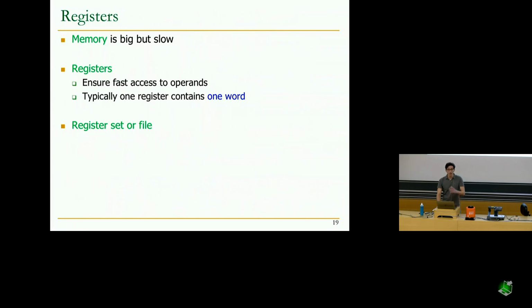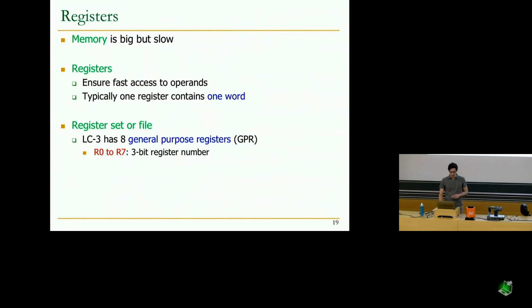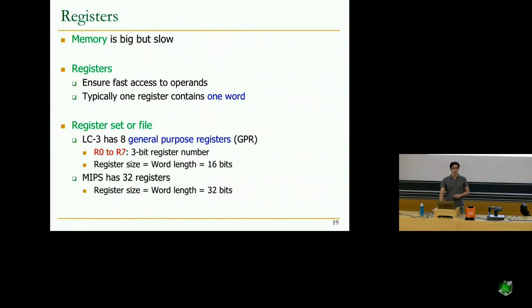The total collection of registers that the processing unit has is the register set or file. In LC3, we will see that we have 8 general purpose registers, R0 to R7, so we will have a 3-bit number to identify each of these 8 GPRs. The size is 16 bits. In MIPS, we have 32 registers, and the size of them is 32.